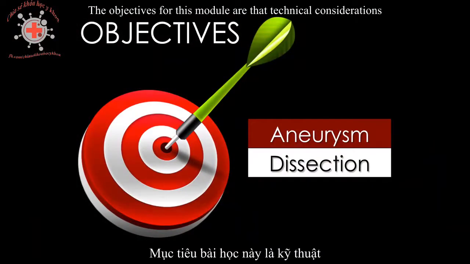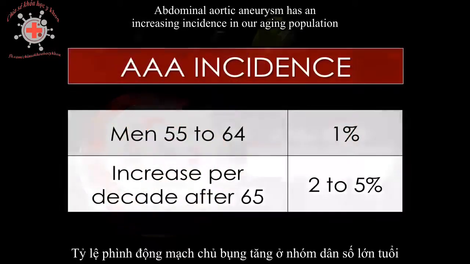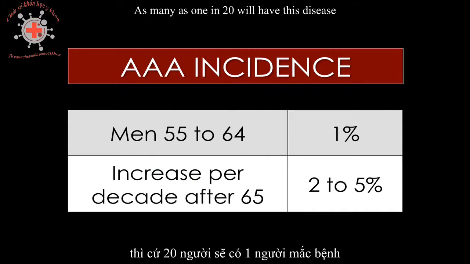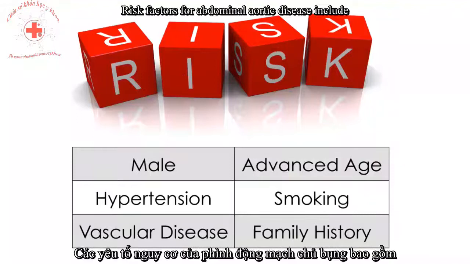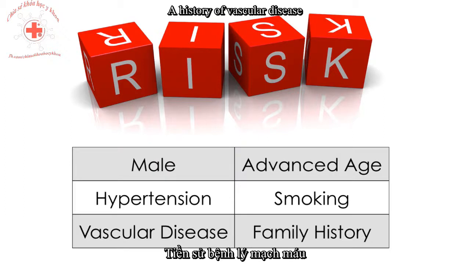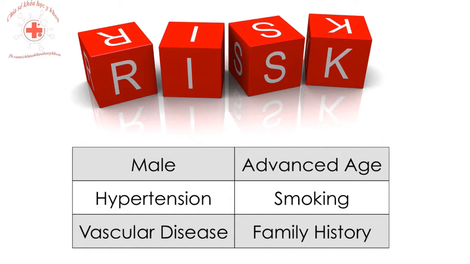The objectives for this module are the technical considerations, anatomy, and sonographic findings associated with abdominal aortic aneurysms and abdominal aortic dissection. Abdominal aortic aneurysm has an increasing incidence in our aging population. In patients over 65, as many as 1 in 20 will have this disease. Risk factors for abdominal aortic disease include male gender, advanced age, hypertension, smoking, a history of vascular disease, and a family history of aortic disease.